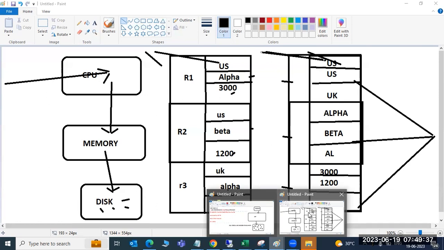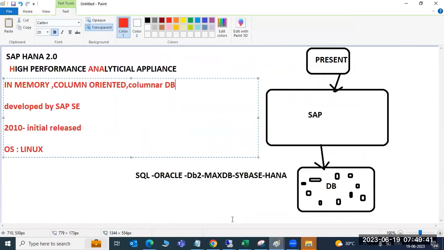Today I discussed it just as an introduction, to understand the difference from other databases. From today's point of view, you need only three points. HANA is an in-memory, column-oriented, columnar database. It is an SAP product. The initial release was in 2010.